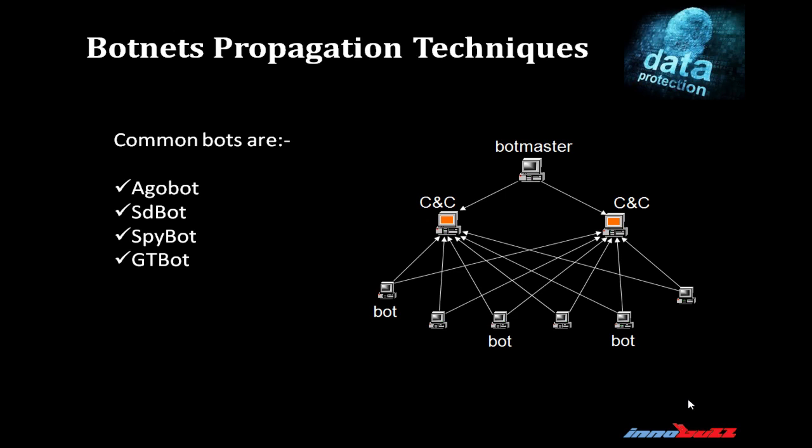As you can see in the diagram, a single botmaster control machine behaves like a command and control server. These C&C servers control other victim machines that further propagate the denial of service attack. Hence, in this way, this attack is controlled.